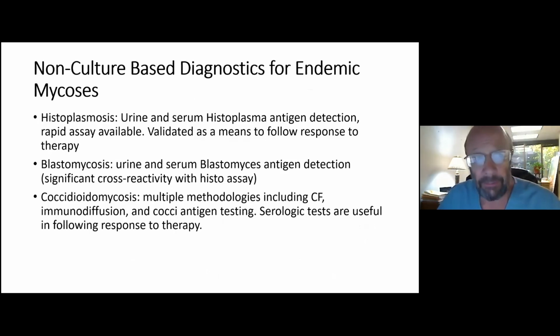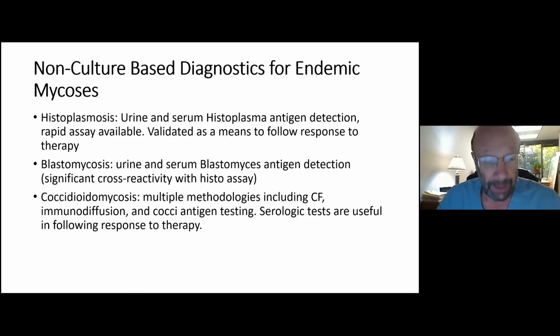Finally, I want to talk very briefly about non-culture-based diagnostics for the endemics. There's really not a lot new to report here, but just to remind you that the histo urine and serum antigen detection is really quite sensitive and specific. It's also validated as a means to follow response to therapy. For blasto, much less so, simply because of significant cross-reactivity with the histo antigen.